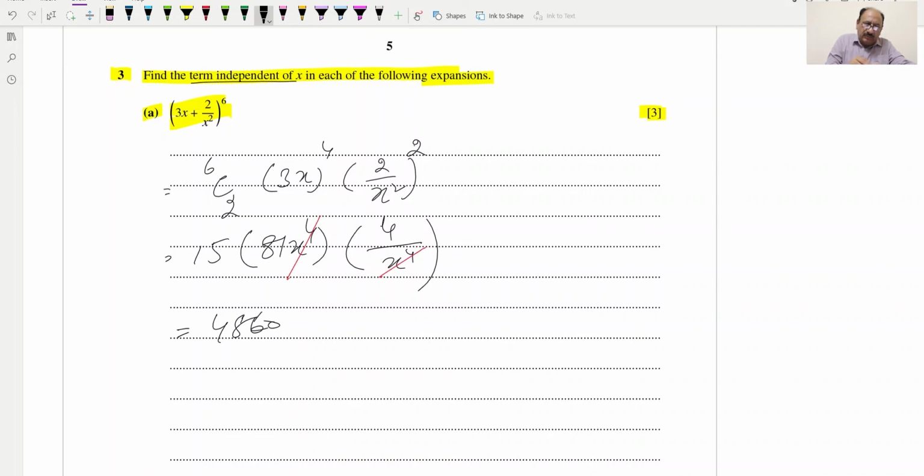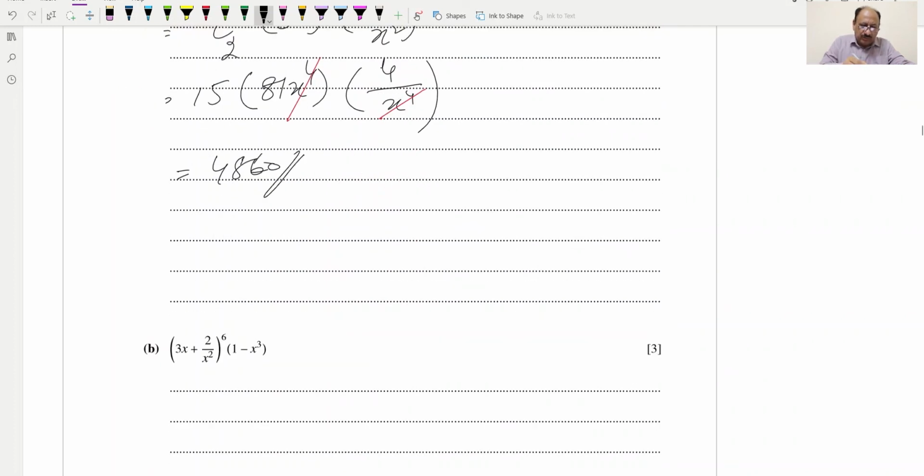Find the term independent of x in each of the following expansions. So we found that one. This is our answer for 3 marks.